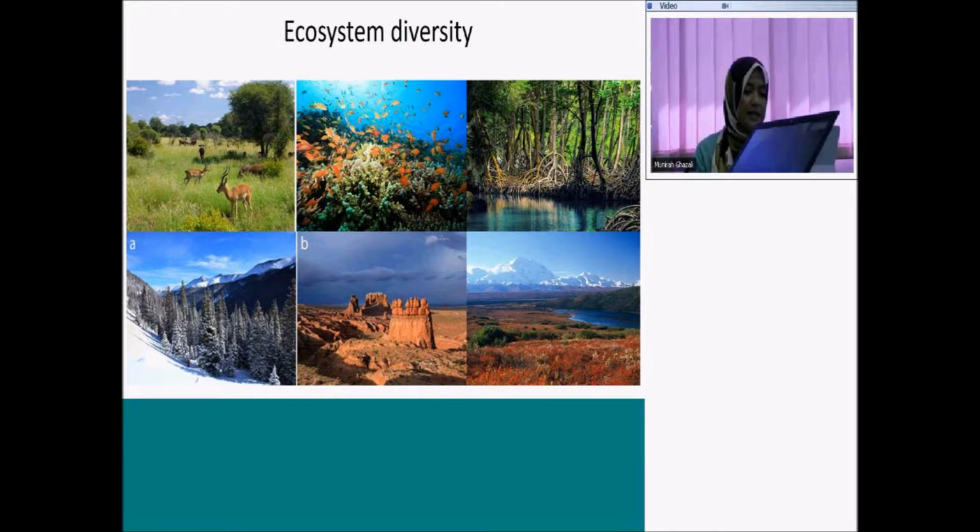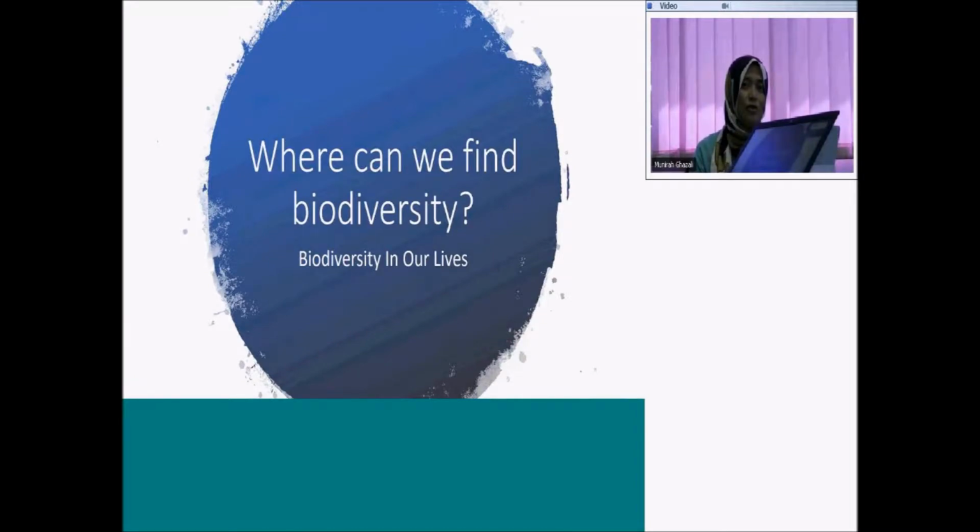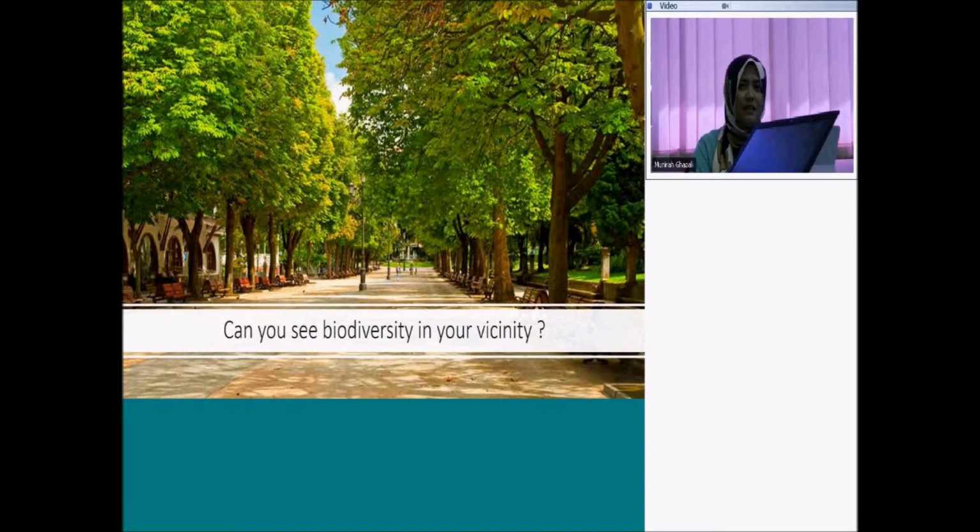So around you, in our own lives, in what is close to you, where can you find this diversity? If you haven't seen much, maybe you should try to look around. You can find them almost anywhere. Even in the city, you can see biodiversity in your vicinity. Maybe you can do an exercise with your friends to go look for species or diversity around you.